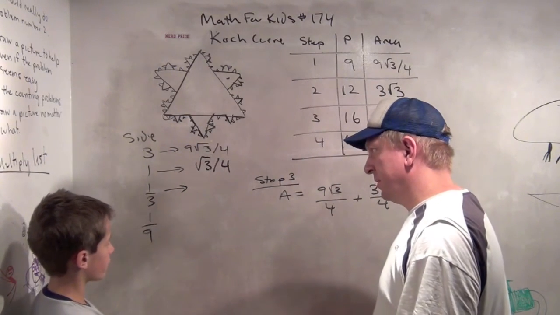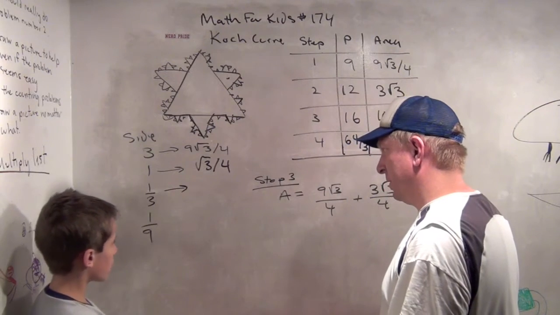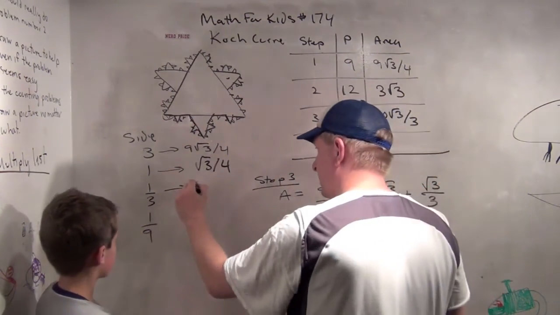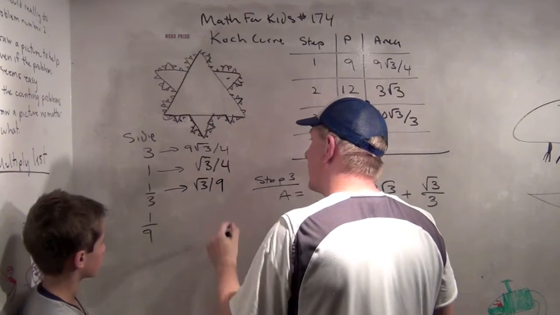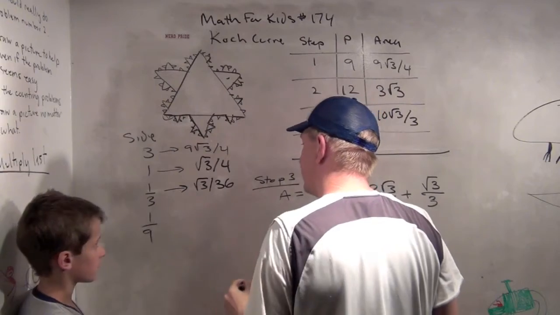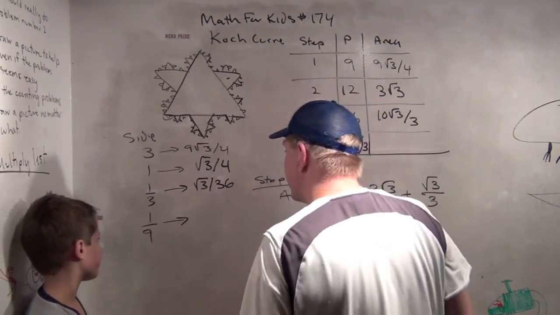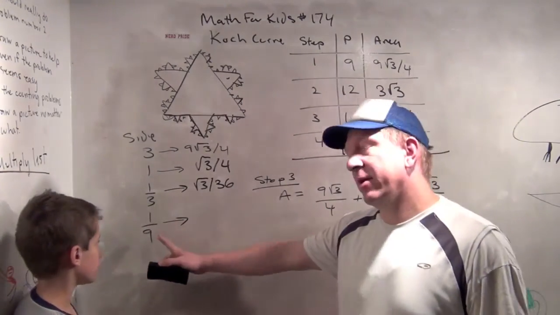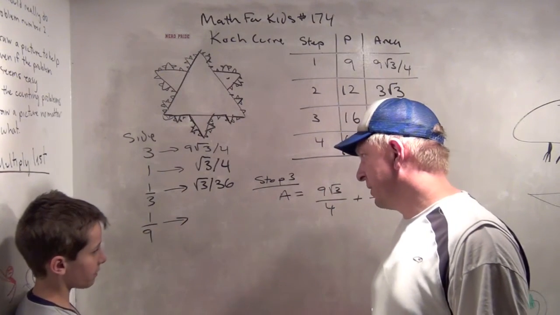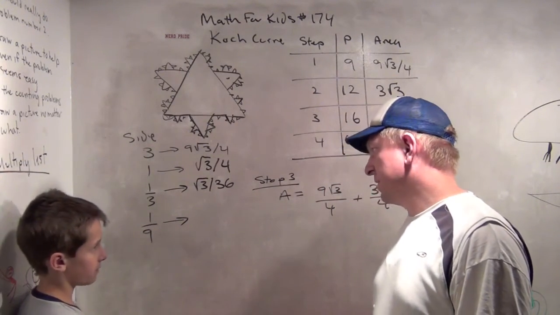It's the square root of 3 over 36. The square root of 3 over 36. The area gets divided by 9 again. Sorry, I was saying 9, but I meant to be writing 36. Now when the area is 1/9, what happens? The side length is 1/9. What happens to the area? It gets divided by 9. It's divided by 9 again.